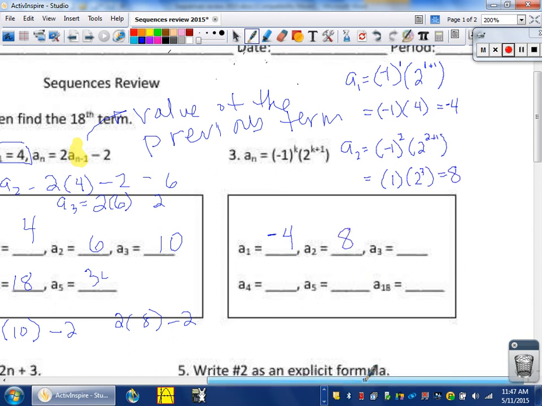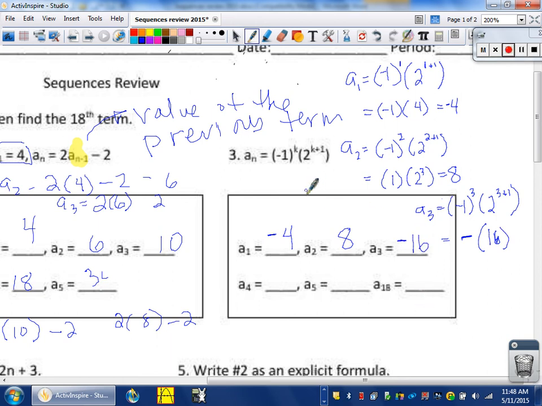Okay, so these types of defined sequences that have a negative value will have a negative term and then a positive term, and then a negative term and a positive term. Because when you raise negative 1 to an odd value, you get a negative answer. Negative 1 to the 3rd is, once again, negative 1. So negative 1 times 16 is negative 16.